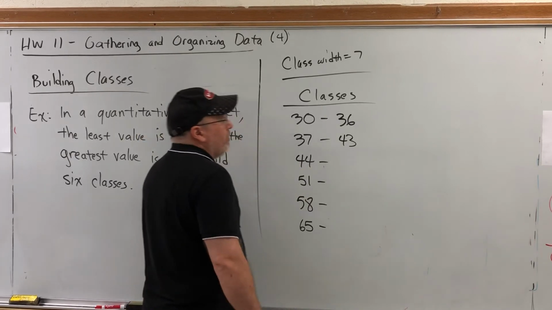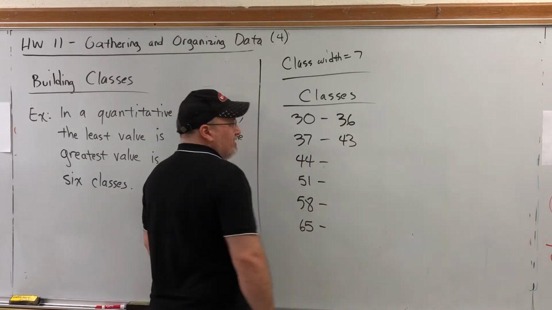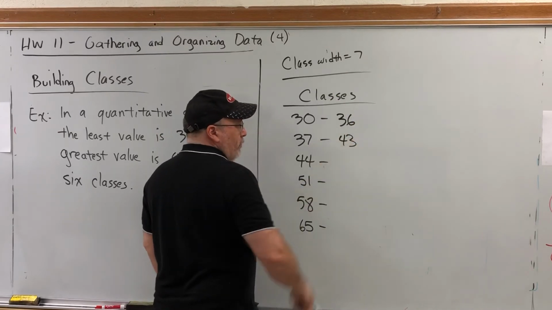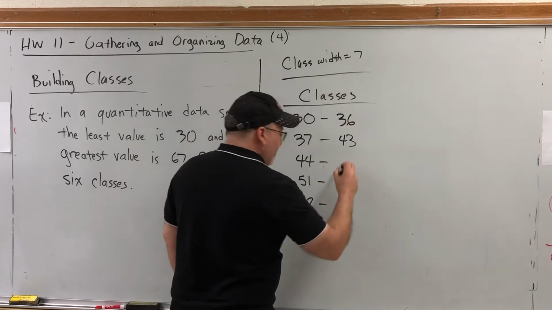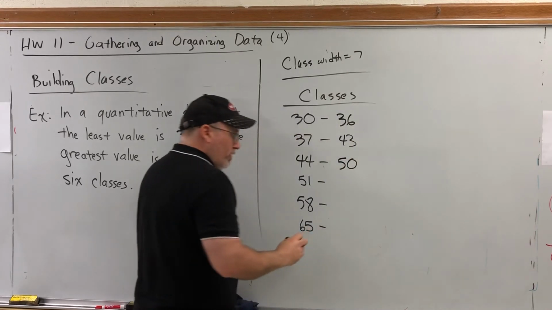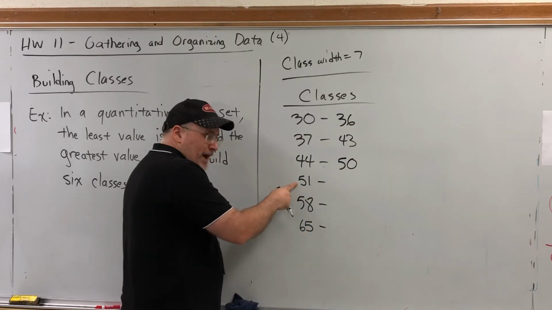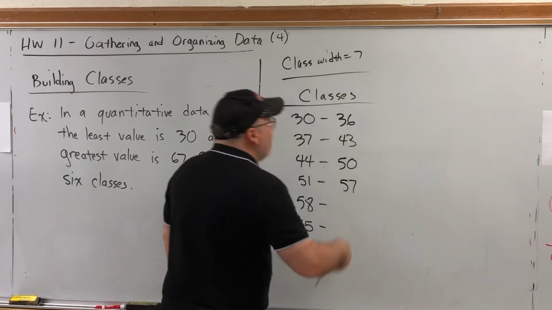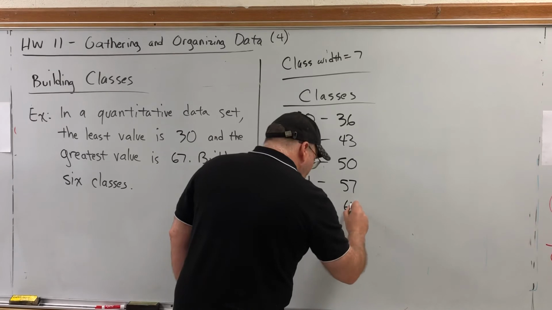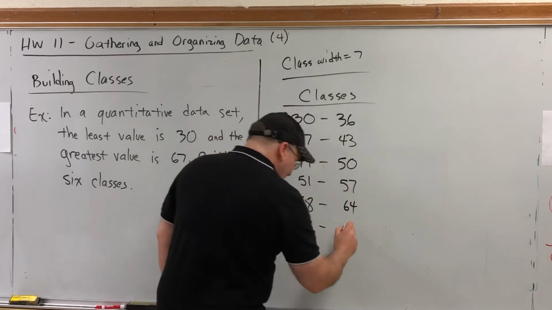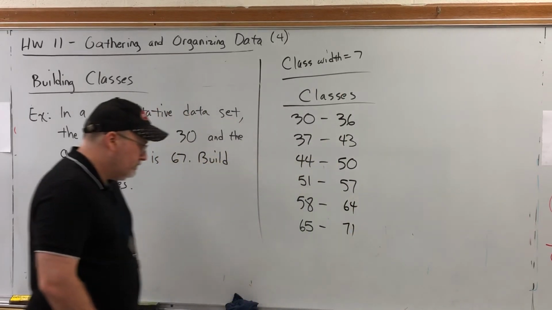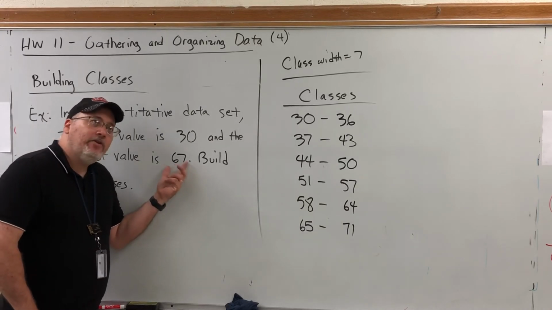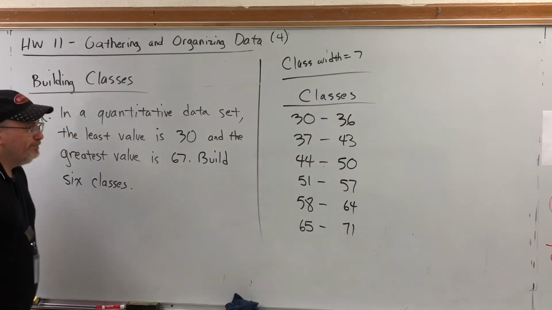And also remember that you can build the upper limits also by adding the class width. 36 plus 7 is 43. 43 plus 7 is 50, which is what it was supposed to be. Take this backwards 1. 50 plus 7 is 57. 57 plus 7 is 64. 64 plus 5 is 71. Notice that we needed that last class to pick up the highest value, so it worked.